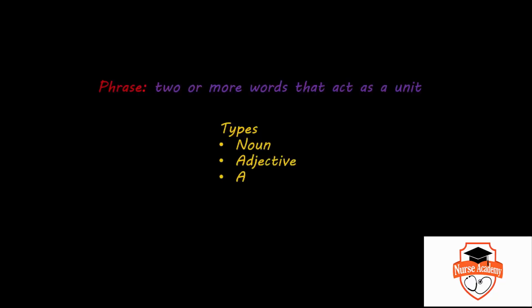A phrase is 2 or more words that act as a unit. There are 3 different types of phrases. There's a noun phrase, an adjective phrase, and an adverb phrase. Now that we know the 3 different types, let's do an example. I will be going on vacation. Will be going is your phrase. It stands together, it's more than 2 words, and it acts as a unit. So will be going is your phrase.